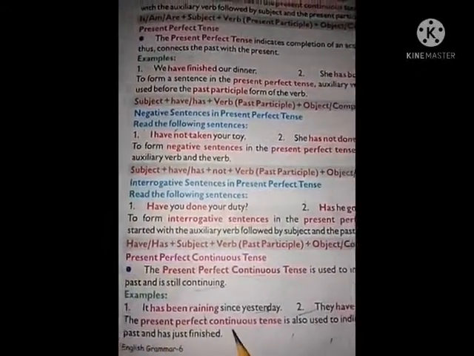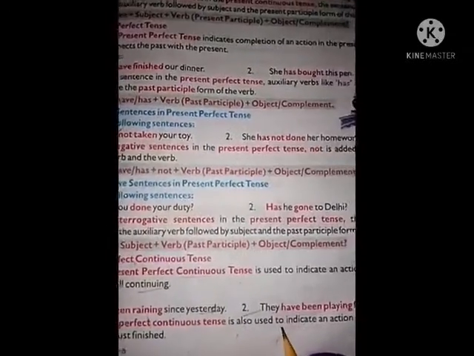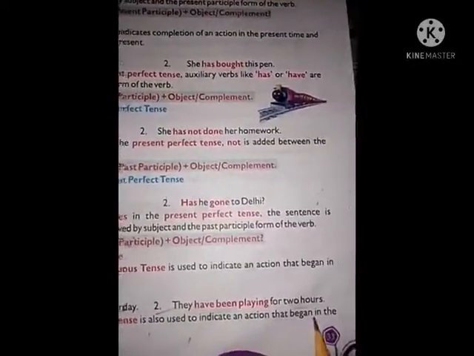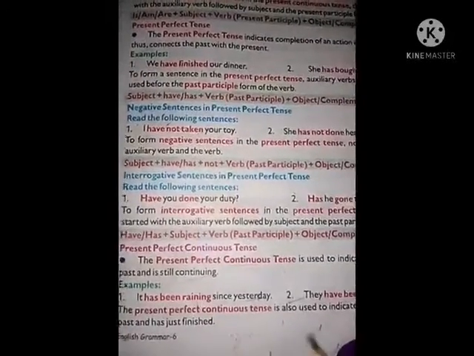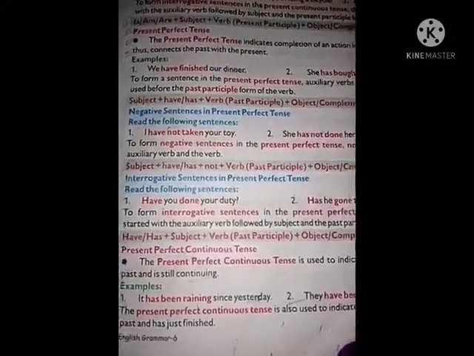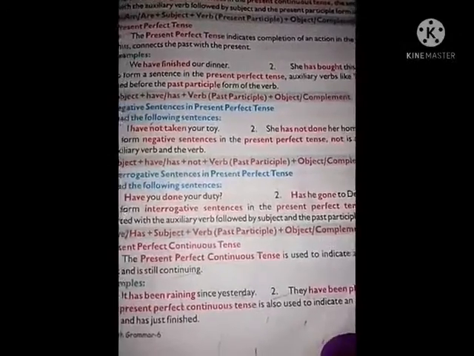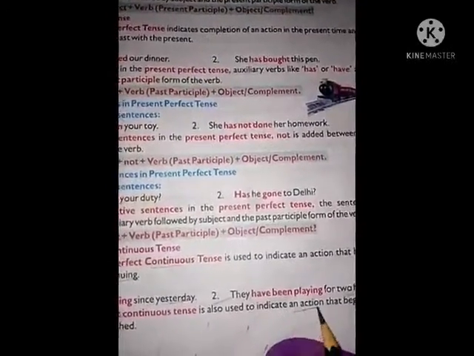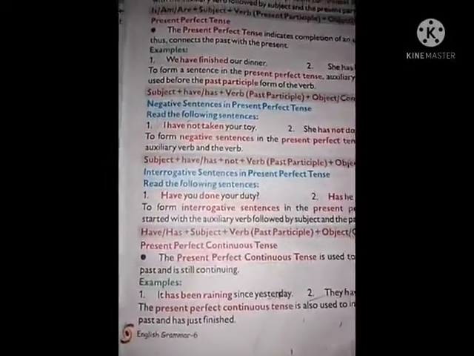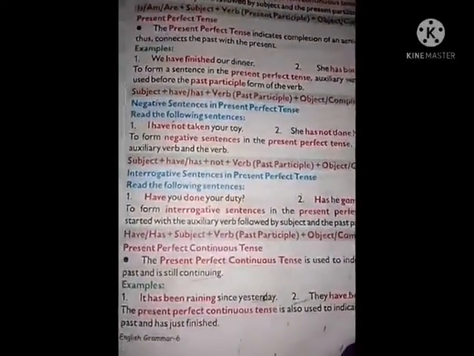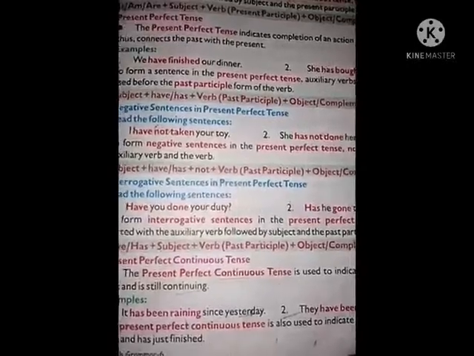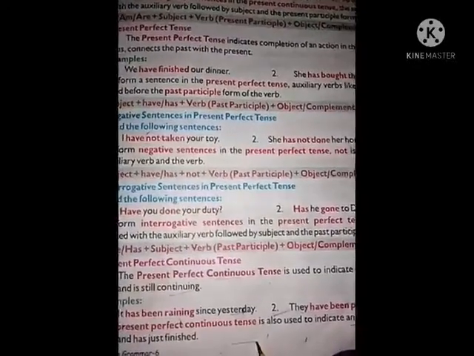The present perfect continuous tense is also used to indicate an action that began in the past and has just finished. Present perfect continuous tense is also used to indicate an action that started in the past and has just finished.